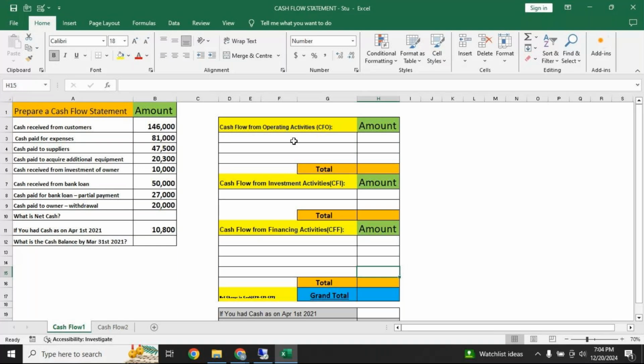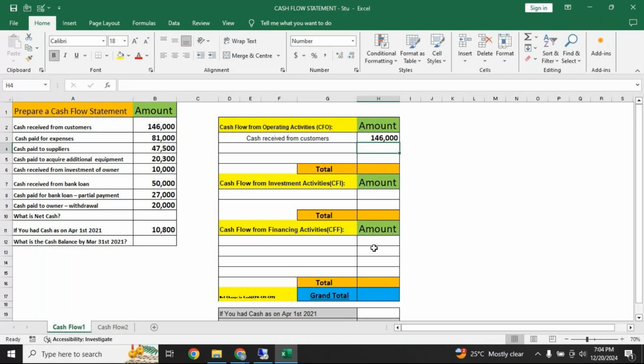So CFO, as I told, is nothing but cash flow from operating activities. So, cash received from the customer. I'm going to just copy this and paste it here. Cash received means the amount is being received, so I'll take the values as positive.